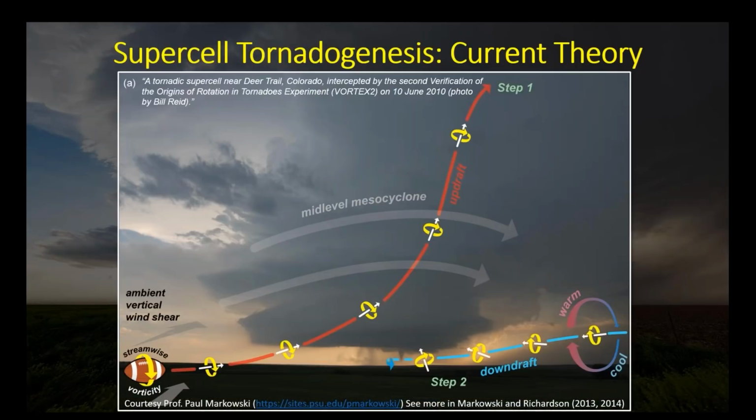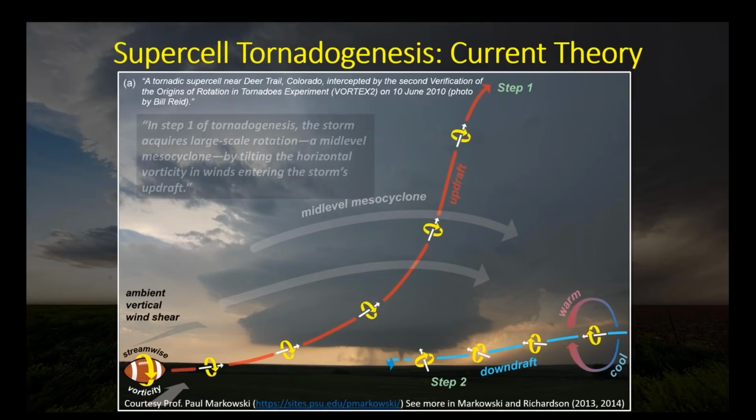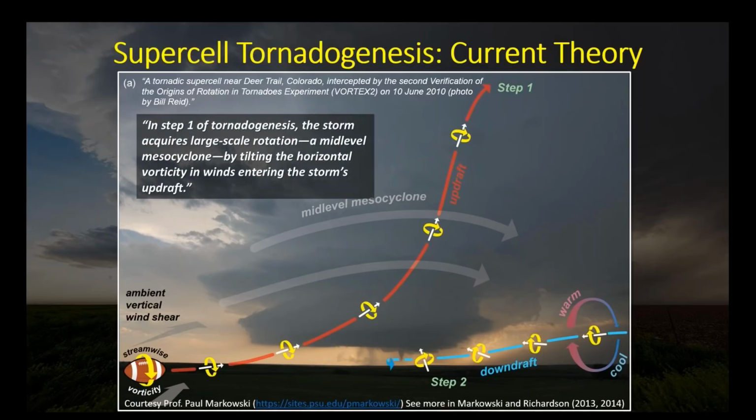So in step one, we have the development of the rotation aloft. Supercells are storms that have rotating updrafts. Horizontally oriented rotation is present in the supercell environments owing to the variation of horizontal winds with height, known as vertical wind shear. Parcels of air in such a wind field possess what is known as streamwise vorticity. The term refers to the spin that is aligned with the direction the air parcels are traveling.